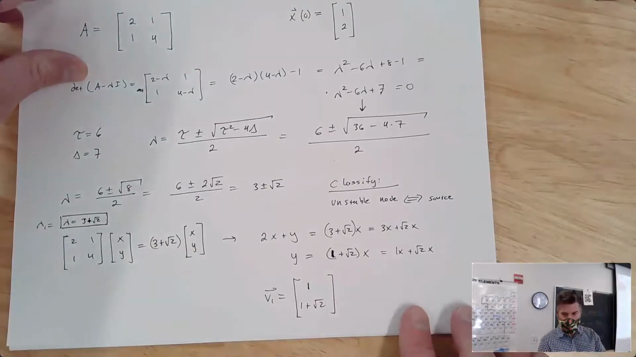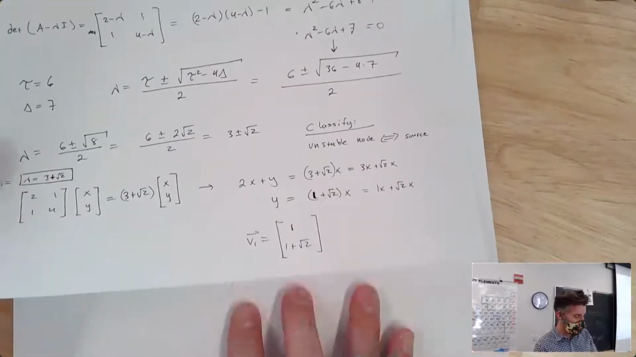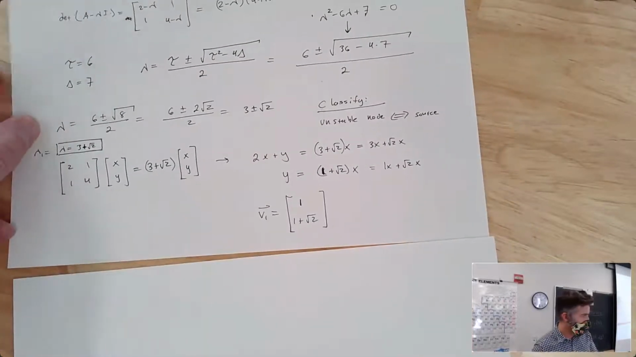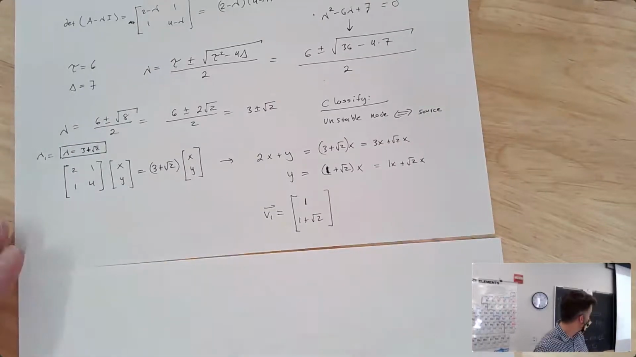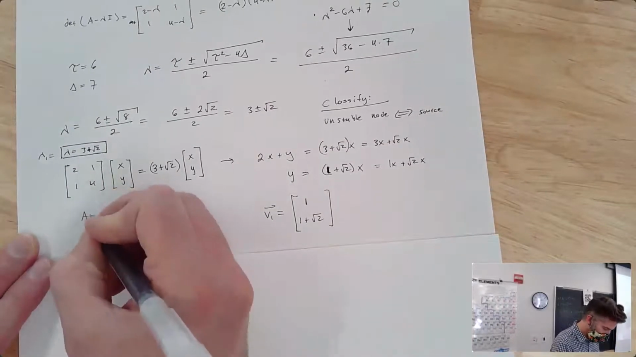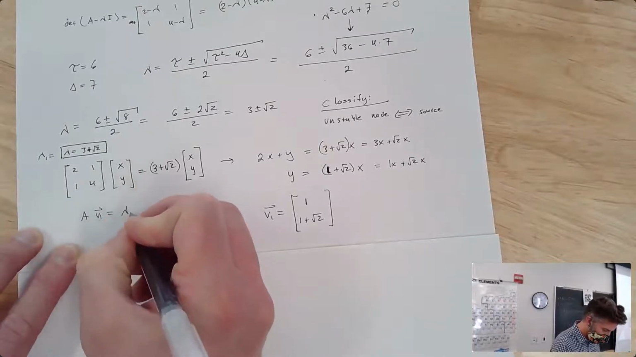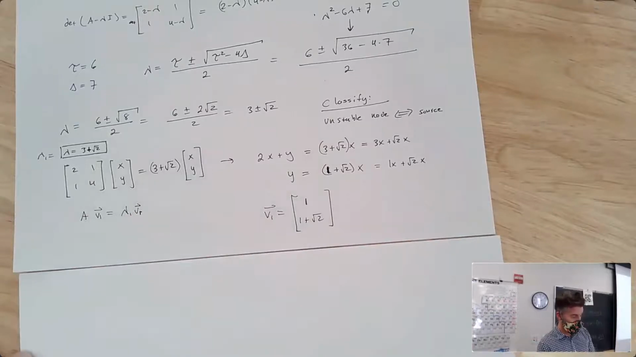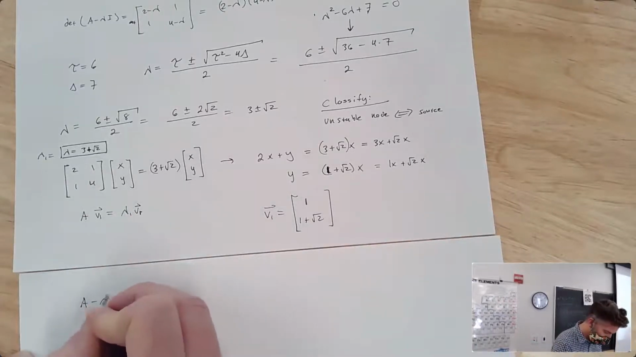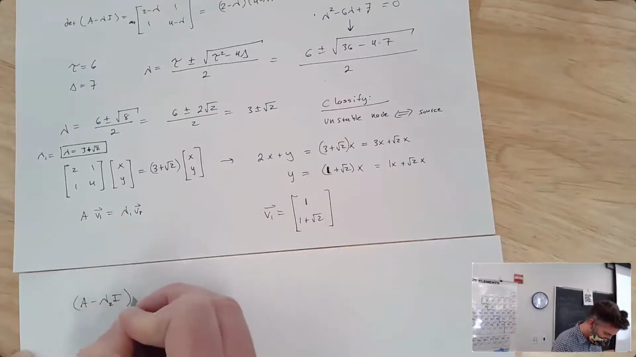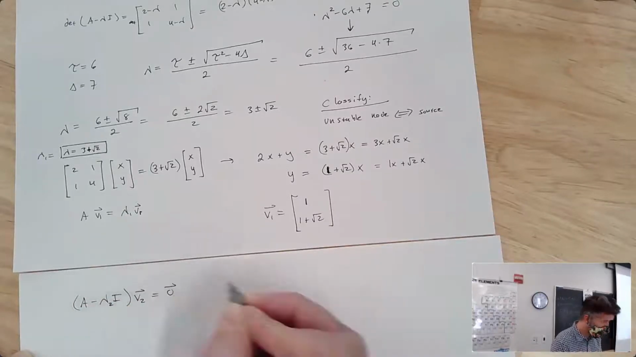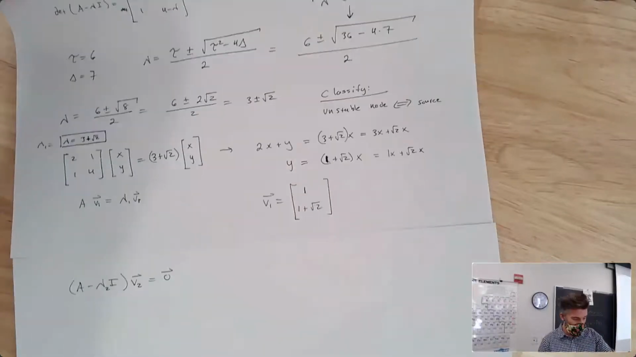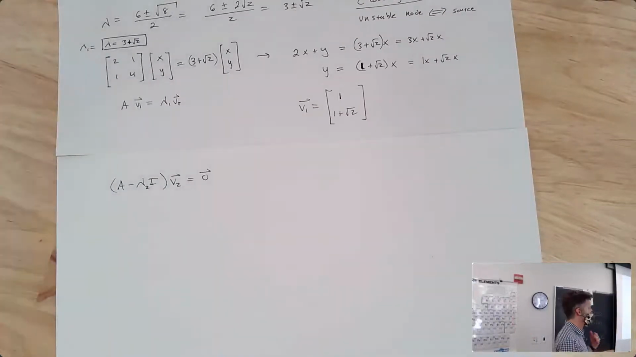Let me point out what I think is a slightly easier way to find the eigenvector when it's a less nice eigenvalue. So instead of doing A times your eigenvector equal to lambda times your eigenvector, I'm instead going to do the other equation for finding the eigenvector, which is (A minus lambda I) times your eigenvector is equal to the zero vector. I typically find that this equation is easier to solve when your eigenvalues are less nice, meaning irrational or complex.